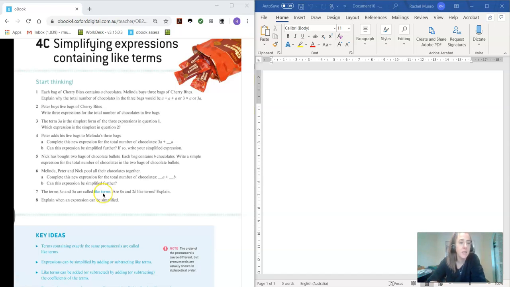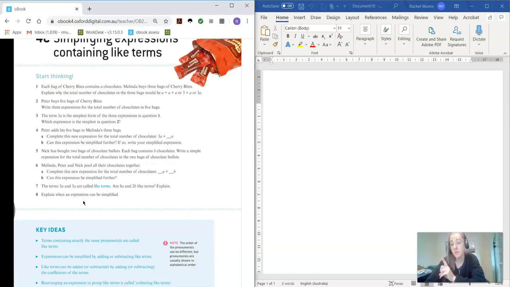All right, team, we are now looking at simplifying expressions containing like terms. So let's have a look at our key ideas, which was on the first slide for this week. Terms containing exactly the same pronumerals are called like terms.